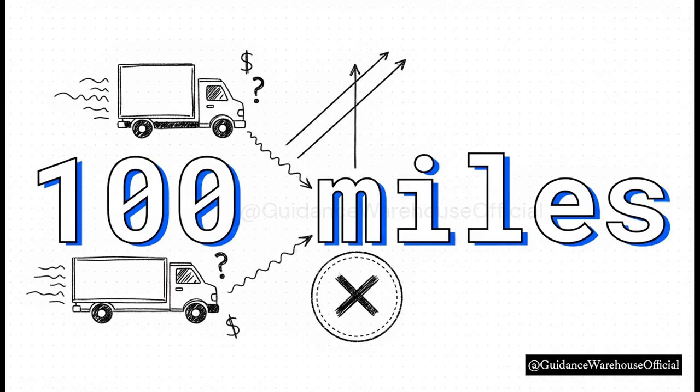This right here is the point of intersection. At exactly 100 miles, it literally does not matter which truck Jamal rents. Both of them are going to cost exactly the same amount of money.